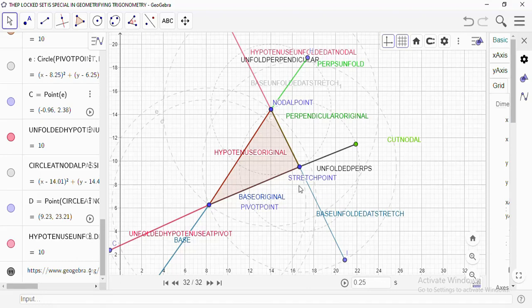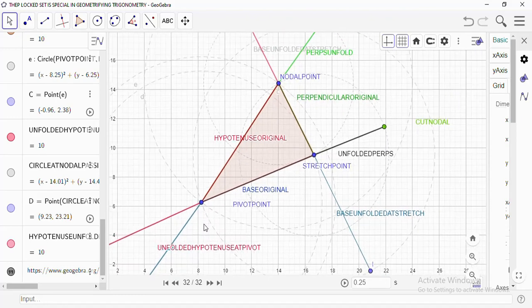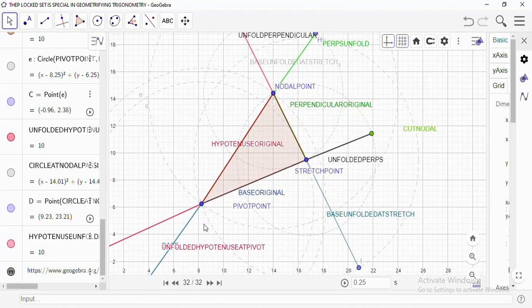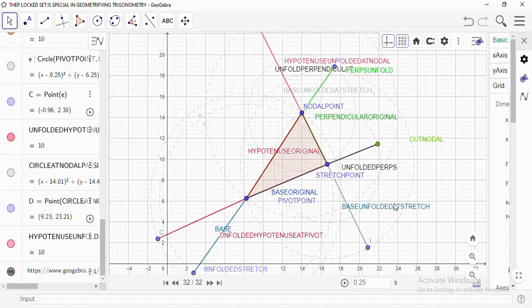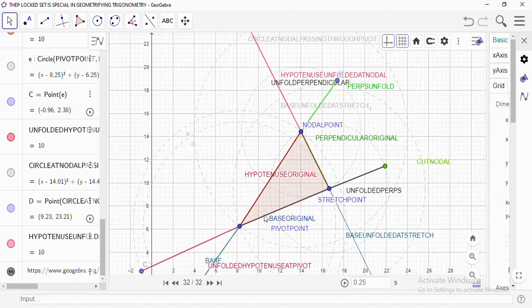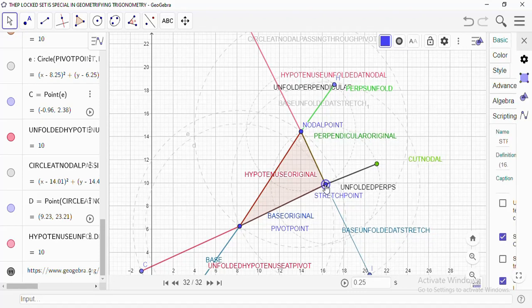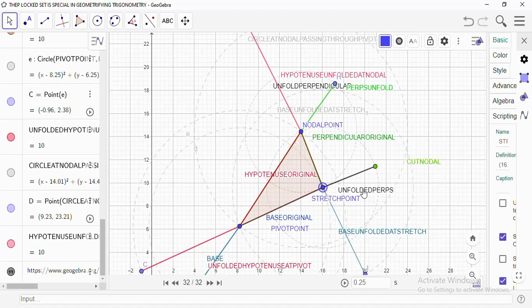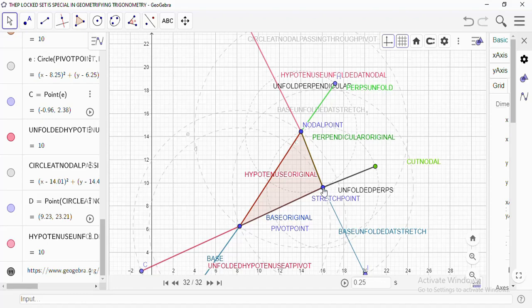Suppose there is a right angle triangle like this, where the pivot point is there, the stretch point is there, and the nodal point is there. We have already discussed in our previous video that in geometrifying trigonometry we explain trigonometry not only with right angle triangles, we can deal with any kind of triangles, but for simplicity in this video we are taking a right angle triangle, where at the stretch point we have a right angle.